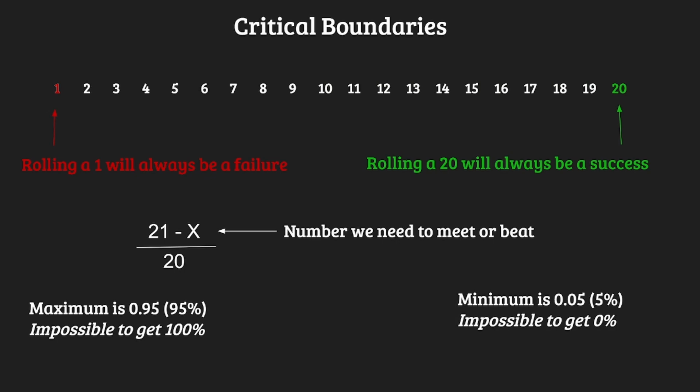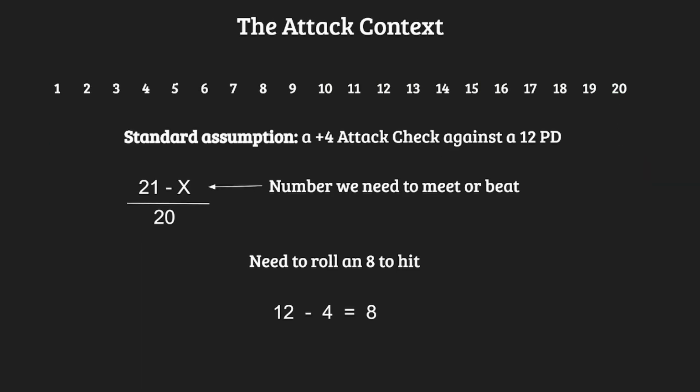Okay, let's talk about this in a more relevant scenario, the attack context. So let's work with a basic assumption before we start playing around with some variables. Let's say I have a +4 attack check and I'm trying to hit something with a 12 PD. This is a pretty standard arrangement of numbers to be used when we're guessing how common we are to make an attack. 12 is a pretty average value for PD. So the number we need to meet or beat here is going to be determined by the attack check and the PD. In this case, intuitively, you might realize that I need an 8 to hit.